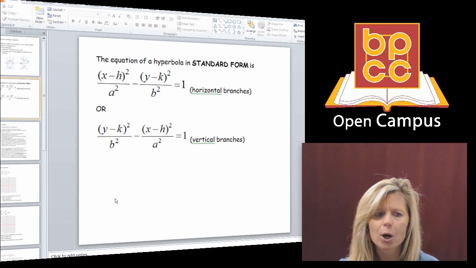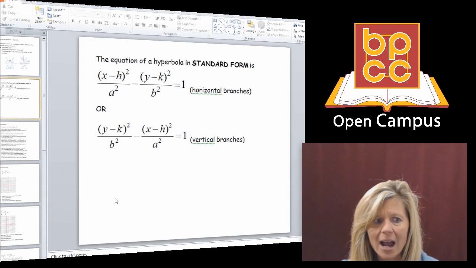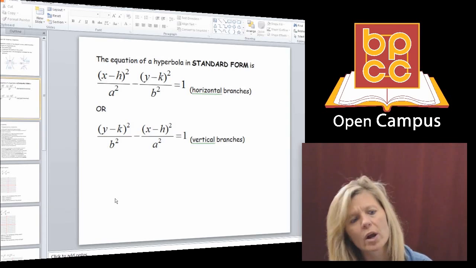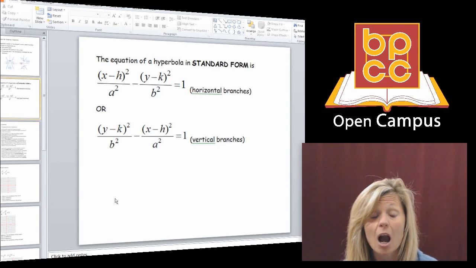That means when our hyperbola splits, we're going to split across the x-axis, and the curves are going to go left or right. On the bottom equation, the y squared is first, which means when the hyperbola splits, it's going to split up the y-axis, going up or down.